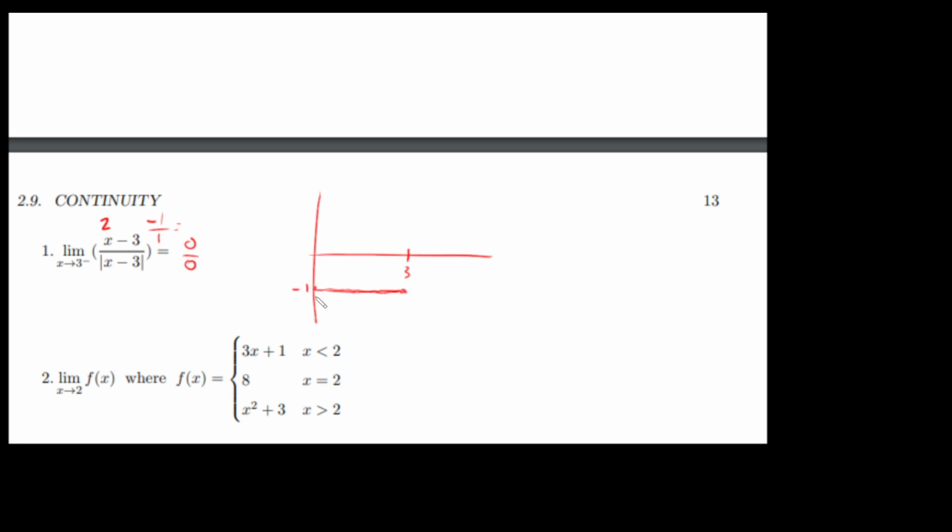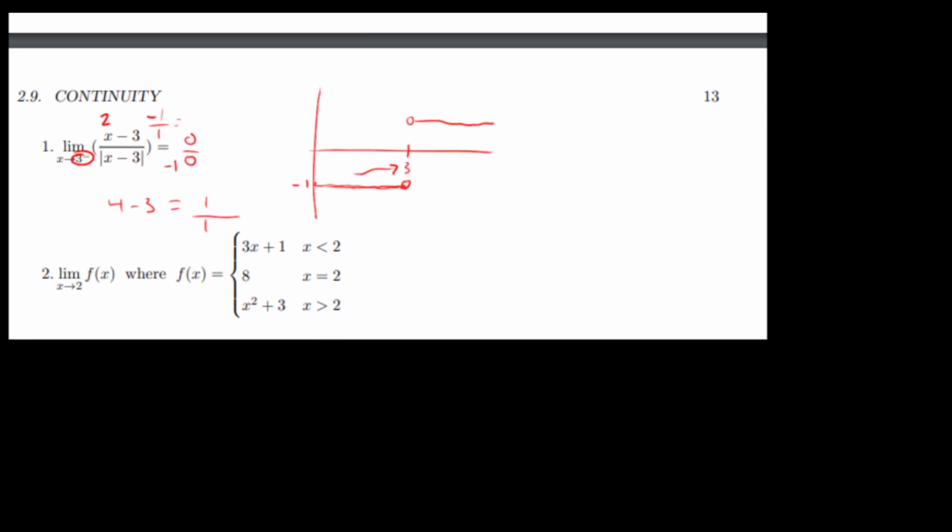Negative 1. This is supposed to be a hole, sorry. And then that means when it's above 3, so say 4 minus 3 is 1 over 1, it'll be positive 1. Well, it's approaching 3 from the negative side, so approaching 3 from the negative side, it's going to approach negative 1 here. So our answer is negative 1. Just graph it out. That's the easiest way.